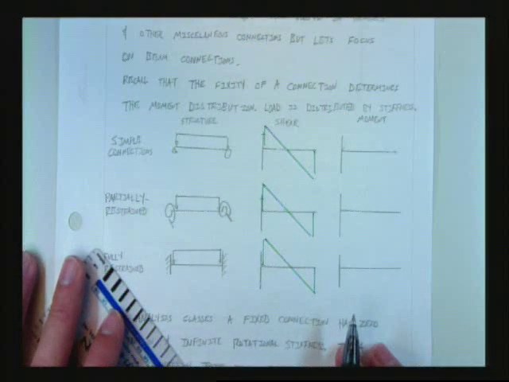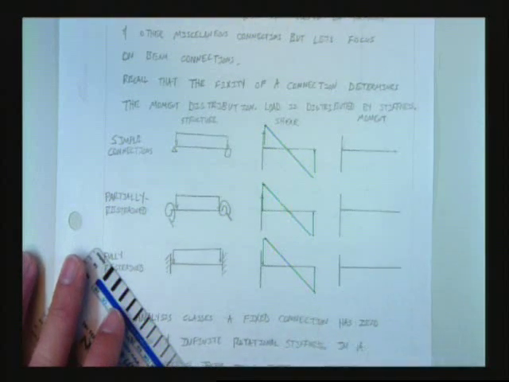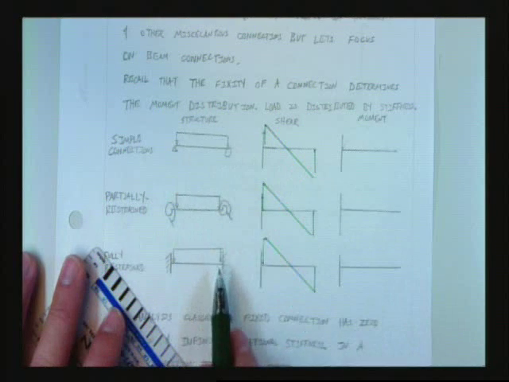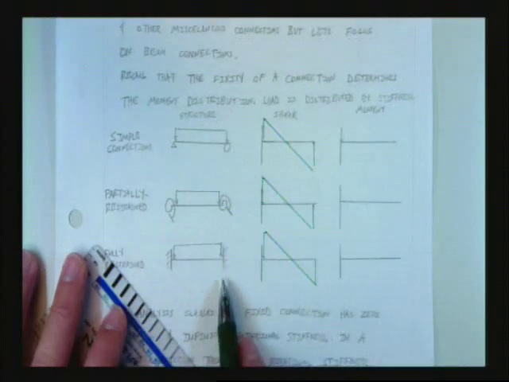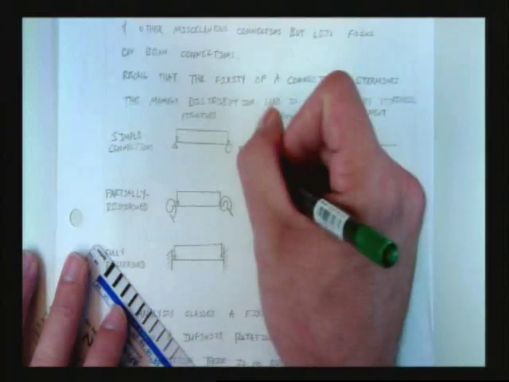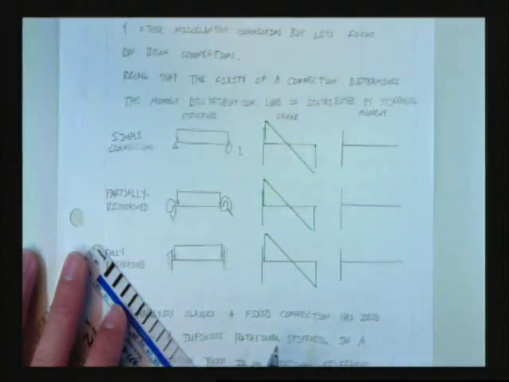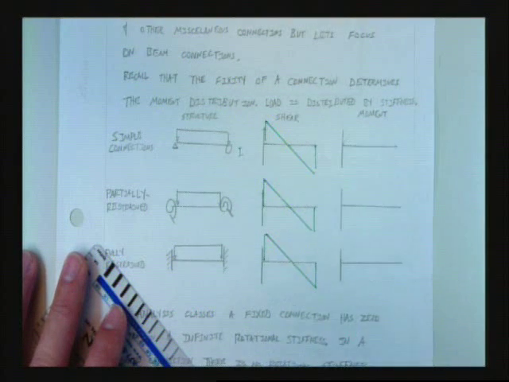Why? Because the shear stiffness is the same between all three of these connectors. Shear stiffness, not bending stiffness. None of these three connectors allow displacement. If they don't allow displacement, then we assume they're infinitely stiff.